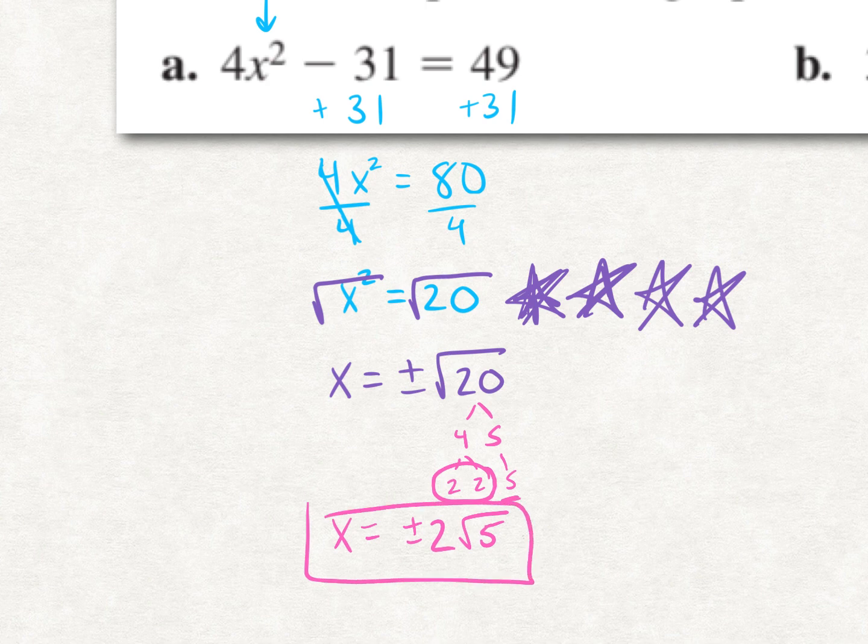So anytime you take the square root of something, you have to put that plus or minus. Anytime you take the square root of both sides when solving.